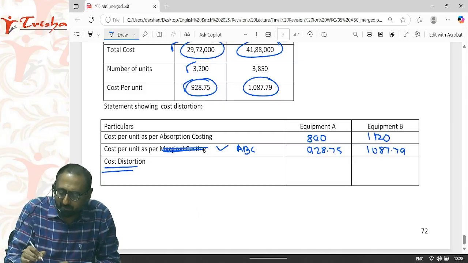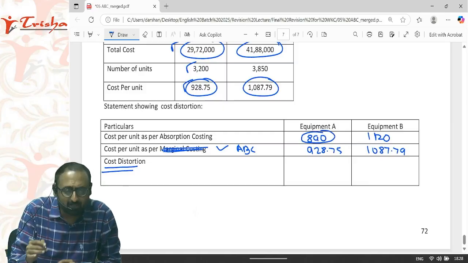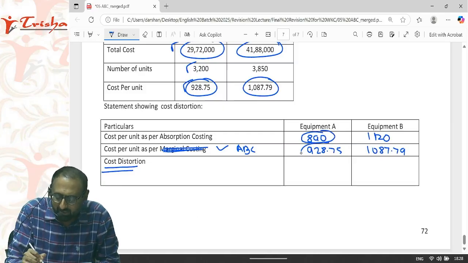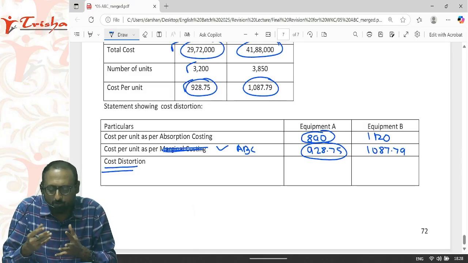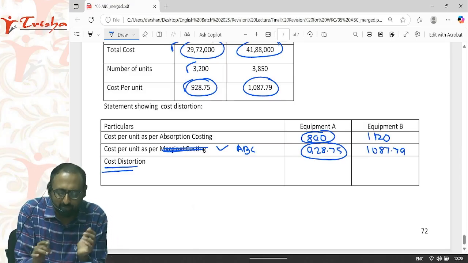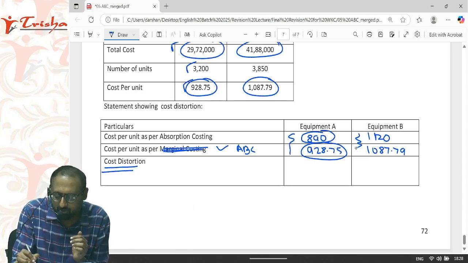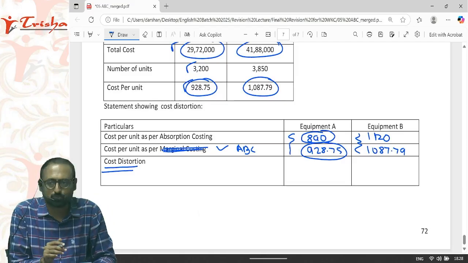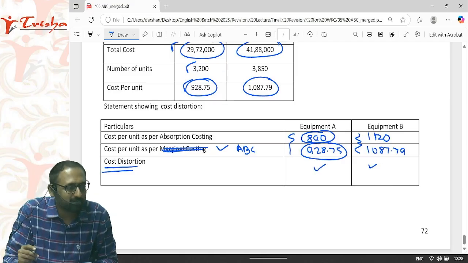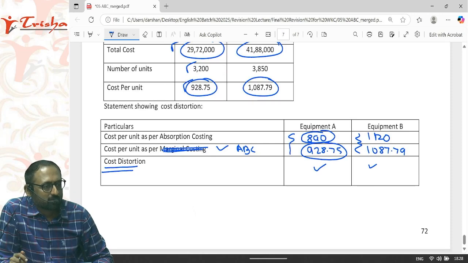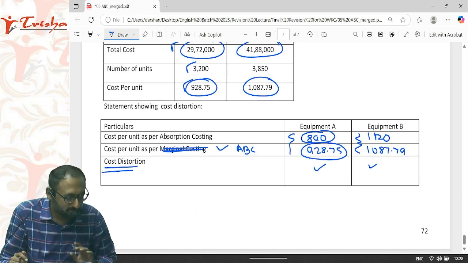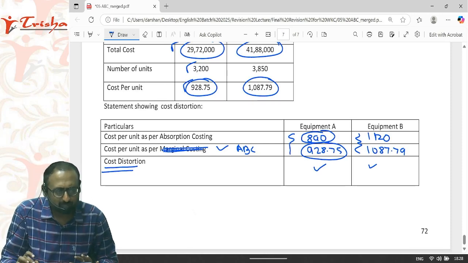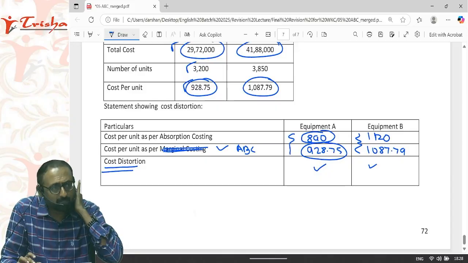So cost as per the traditional method of costing is 890 and activity based costing is 928.75. Check, sir, how much is the difference? Cost distortion means the difference between these two. So whatever the difference is, you will have to write here. Okay, so this is one very important question. This question has been repeated 2-3 times.